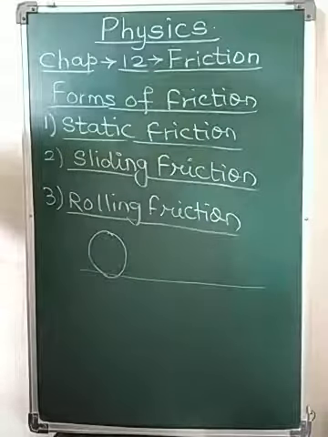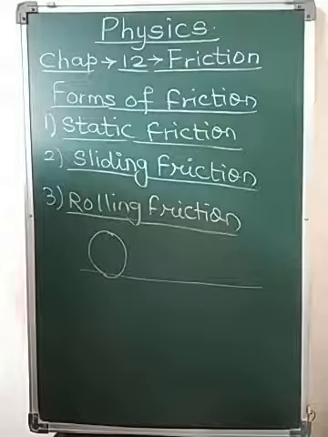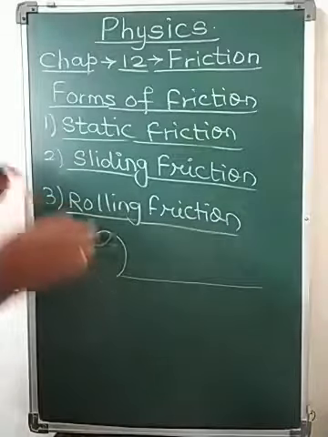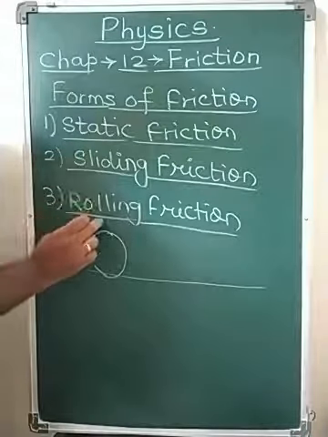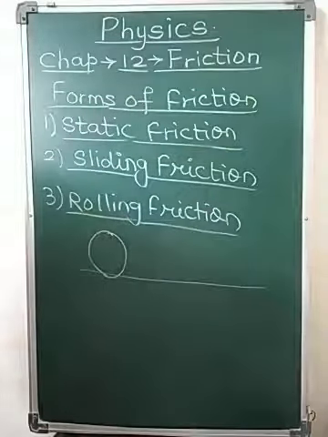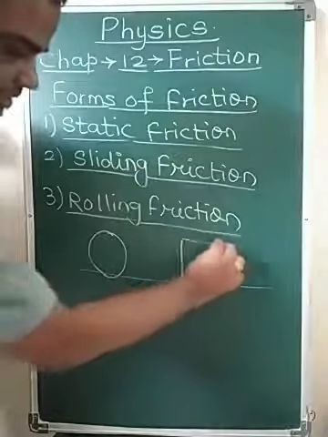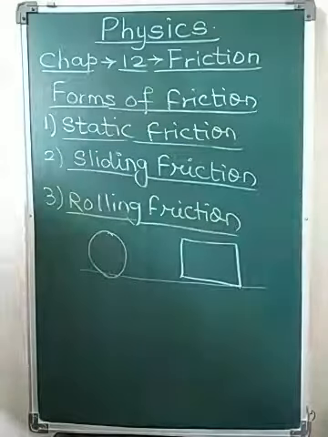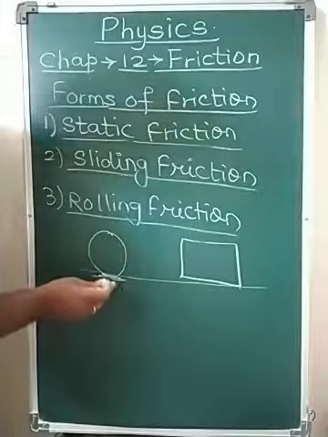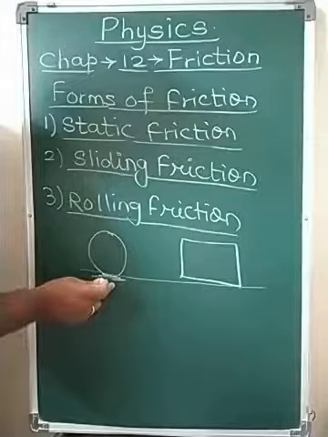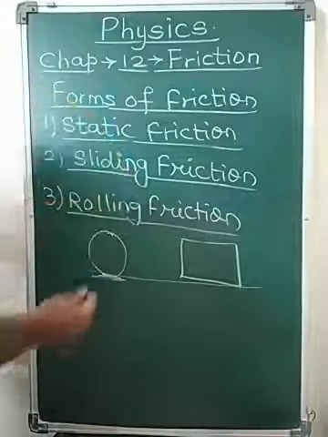When an object rolls over a surface, rolling friction occurs. Rolling offers less friction, whereas sliding offers more friction. If you compare rolling friction and sliding friction, rolling friction is always less and sliding friction is always more. What is the reason? Suppose this is a round object and this is a flat object. You can see that only this much area of the ball is touching the surface. That means the area in contact between the ball and the surface is very less.